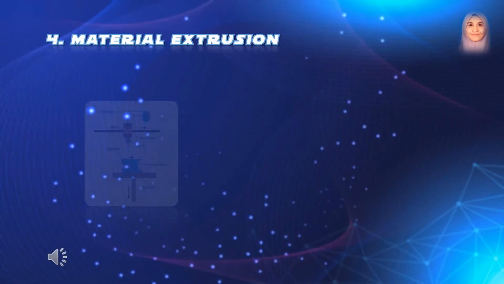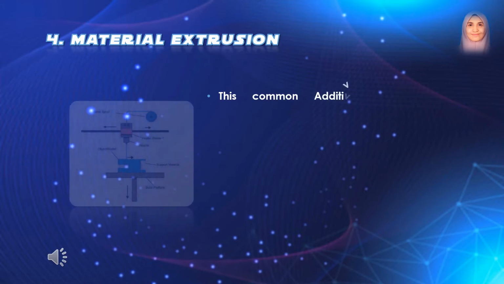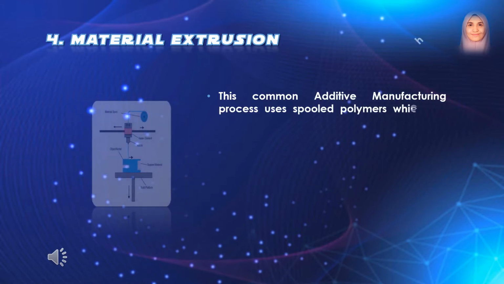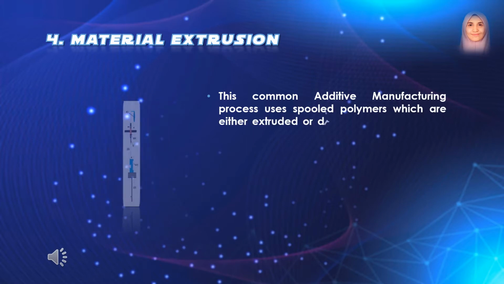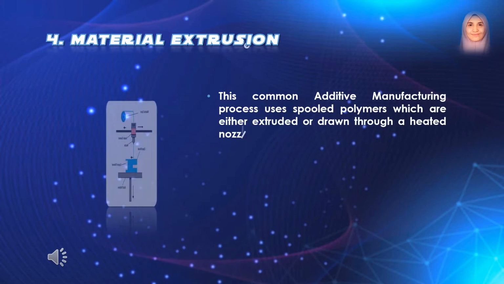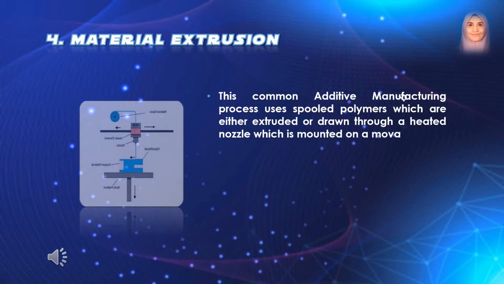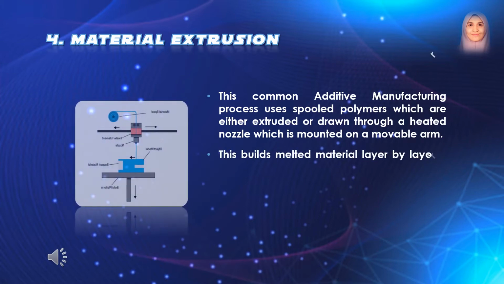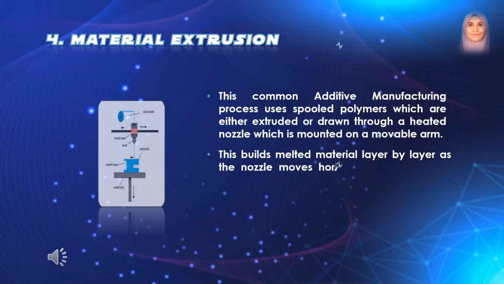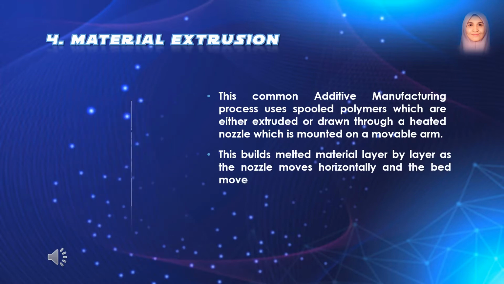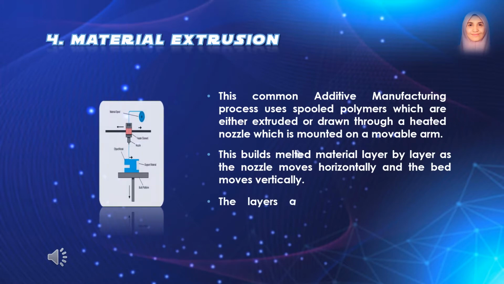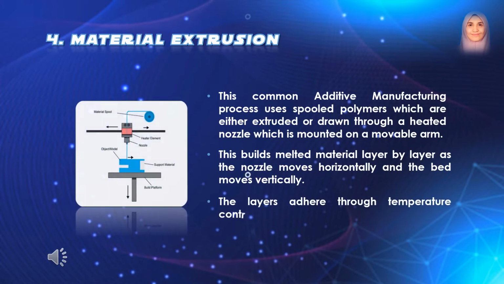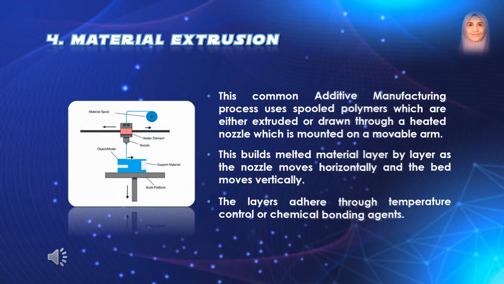The fourth one is material extrusion, which is the most common additive manufacturing process. It uses spool polymers which are either extruded or drawn through a heated nozzle which is mounted on a movable arm. This builds melted material layer by layer as the nozzle moves horizontally and the bed moves vertically. The layers adhere through temperature control or chemical bonding agents.